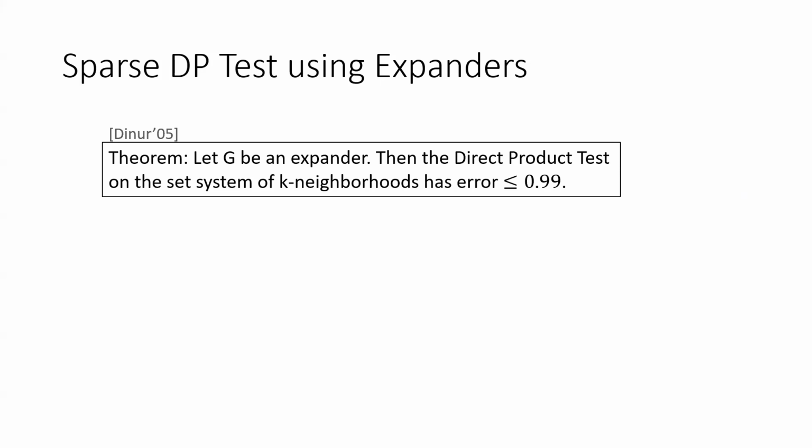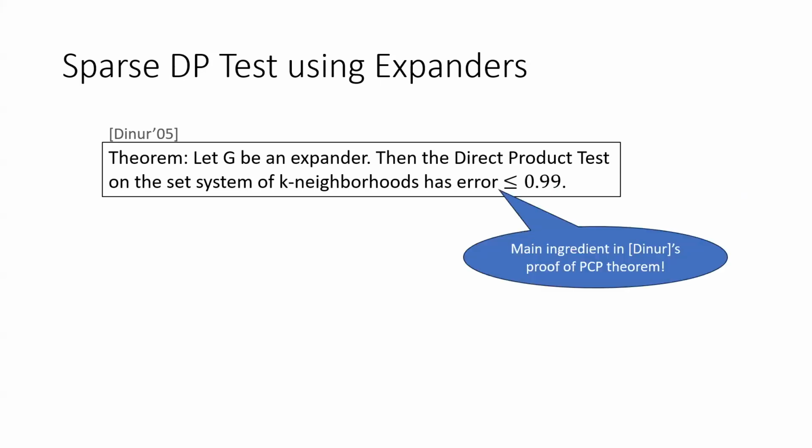So she showed that if you have an expander graph, and you take the set system of all the vertex neighborhoods in this expander graph, so fix some radius 10, and let's say you take the 10 diameter neighborhoods of every vertex. So this is a set system with n sets. Then this has error 0.99. And this is for a usual spectral expander. And this was the key ingredient in her proof of the PCP theorem.